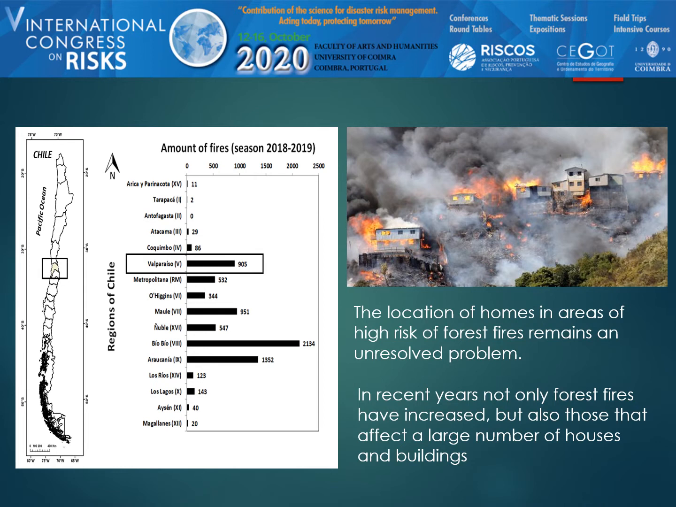This area concentrates approximately 60% of the fires in the area called urban forest interface. In Chile, 6,200 fires occur annually. This is an example corresponding to the 2018-2019 season.